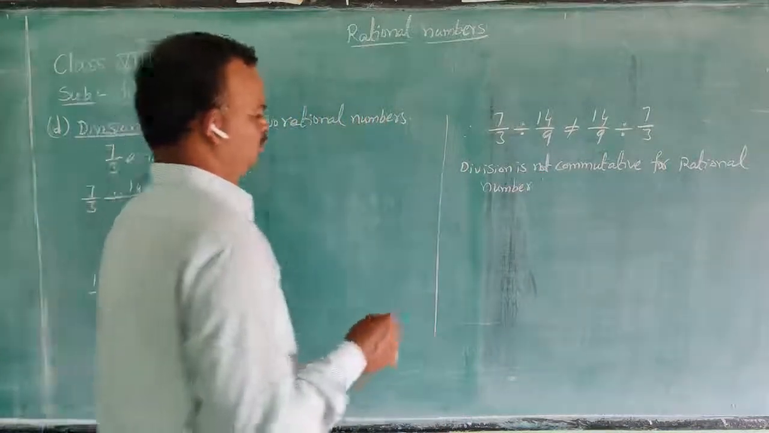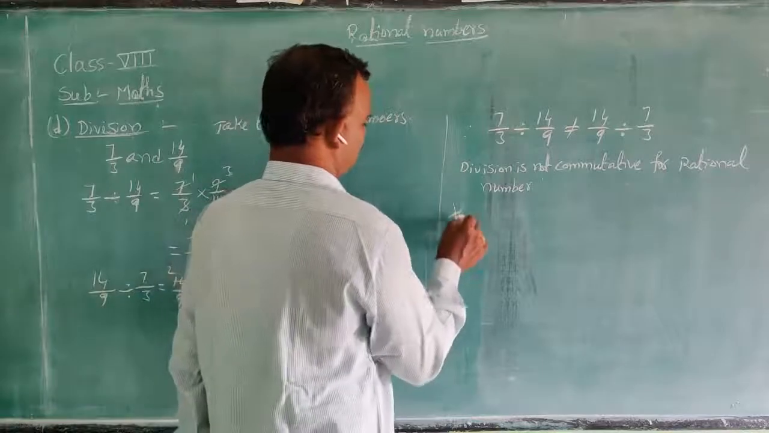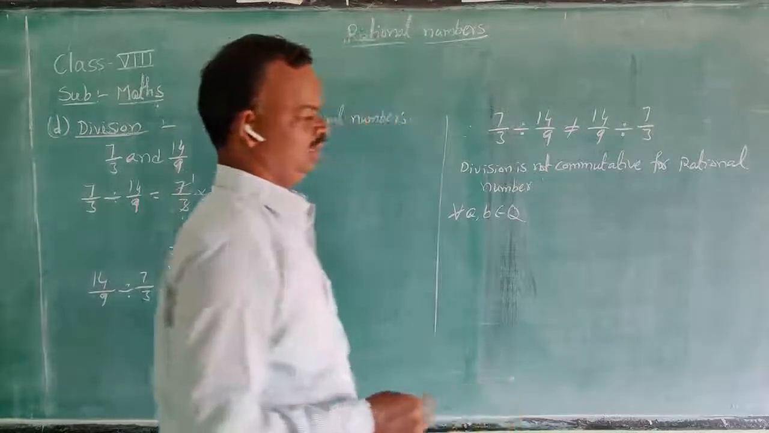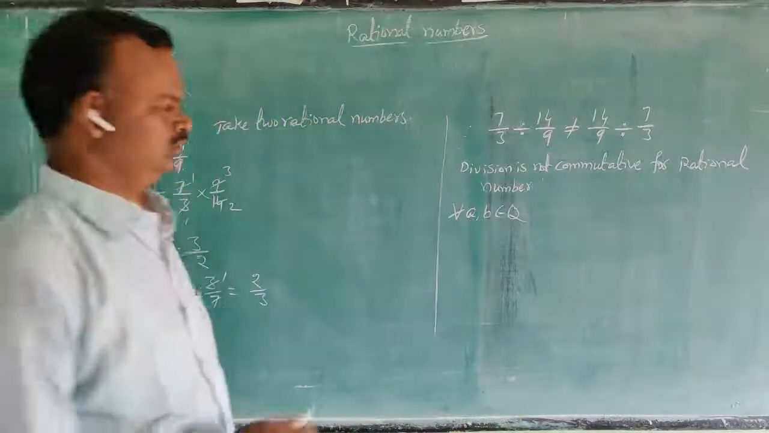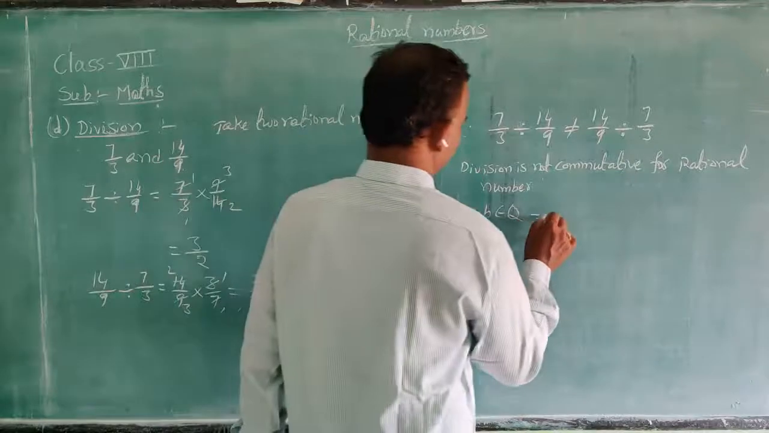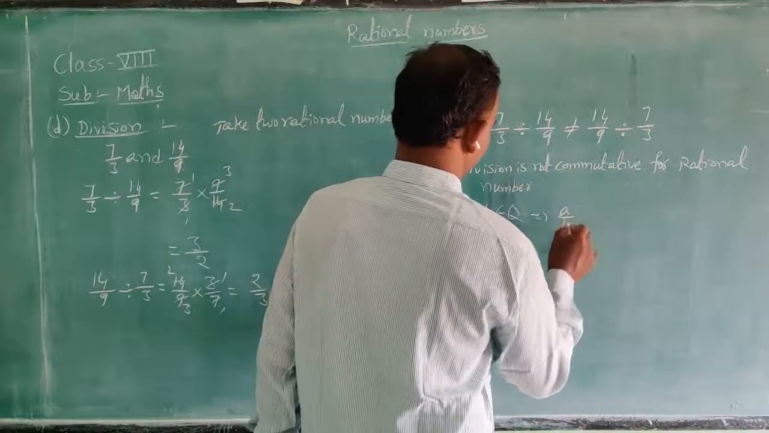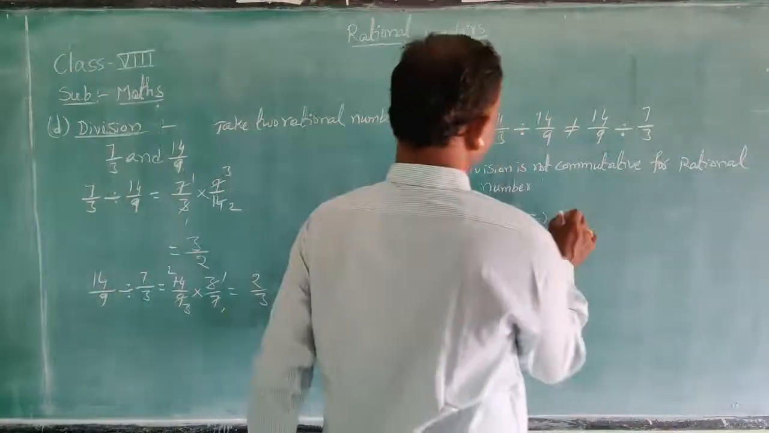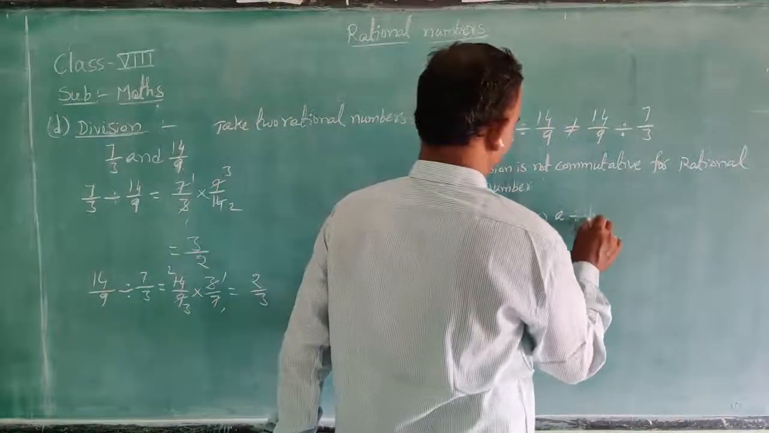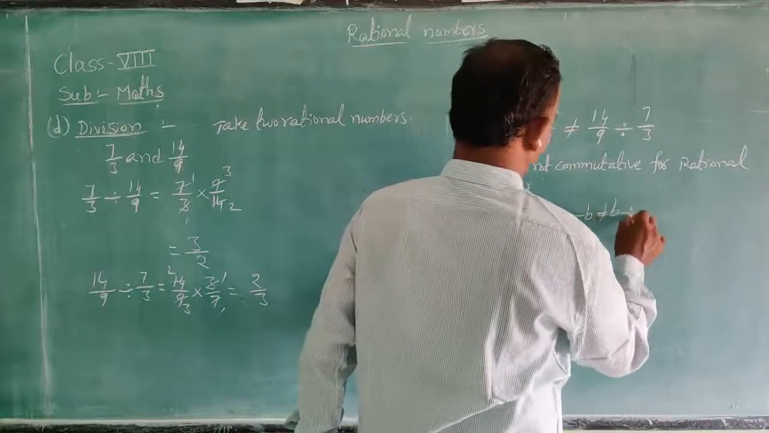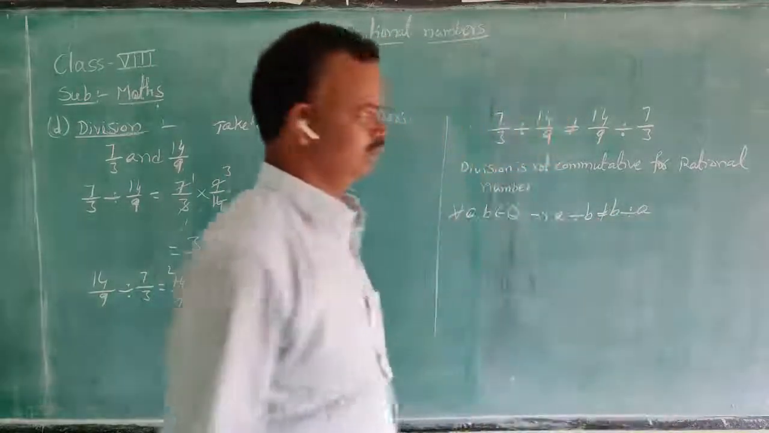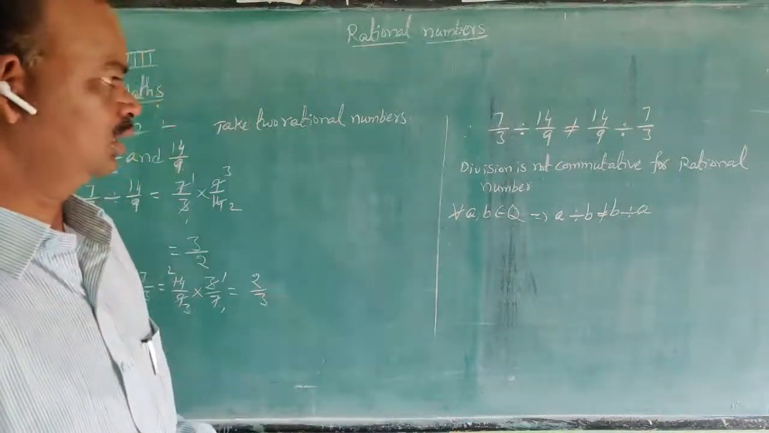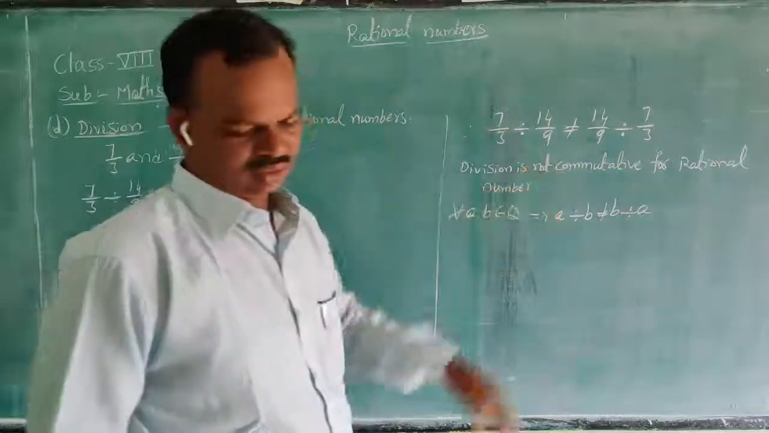Generally we will write that for all a, b belongs to Q, Q means rational numbers, that implies a divided by b is not equal to b divided by a. It is not commutative.